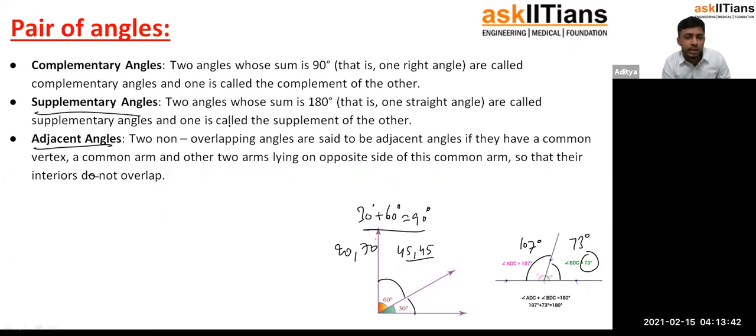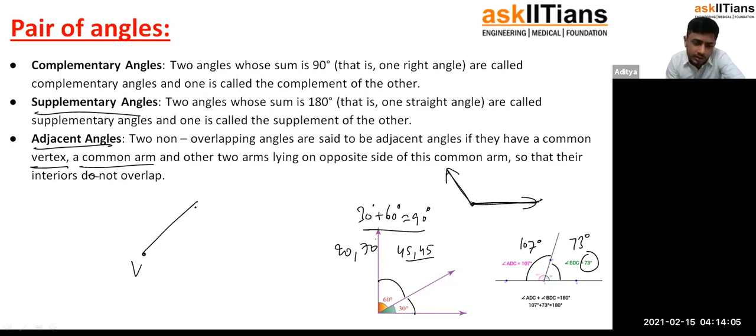So we are saying that any two non-overlapping angles are said to be adjacent angles if they have a common vertex. So let's say there is a common vertex, a common arm. Now, what do we mean by an arm of an angle? If there is an angle, of course, there are two rays associated with it, right? These are called the arms. Both of these rays are called arms of the angle. So a common arm, let's say this is the common arm, which is the common ray itself, and two other arms lying on opposite sides of this common arm.